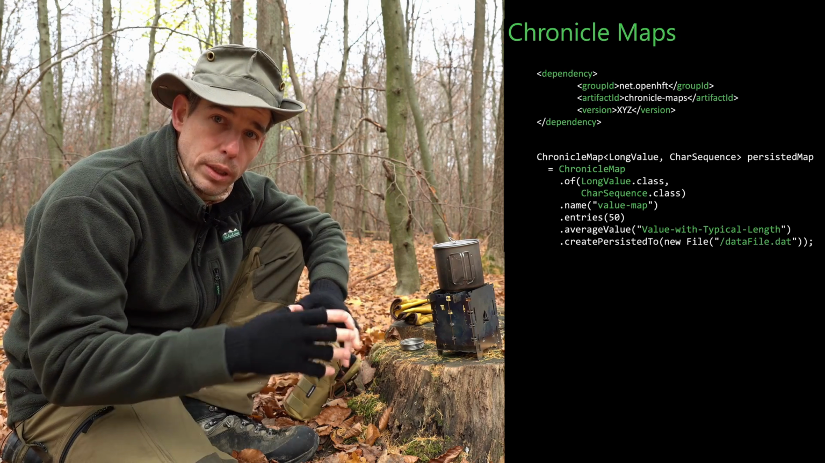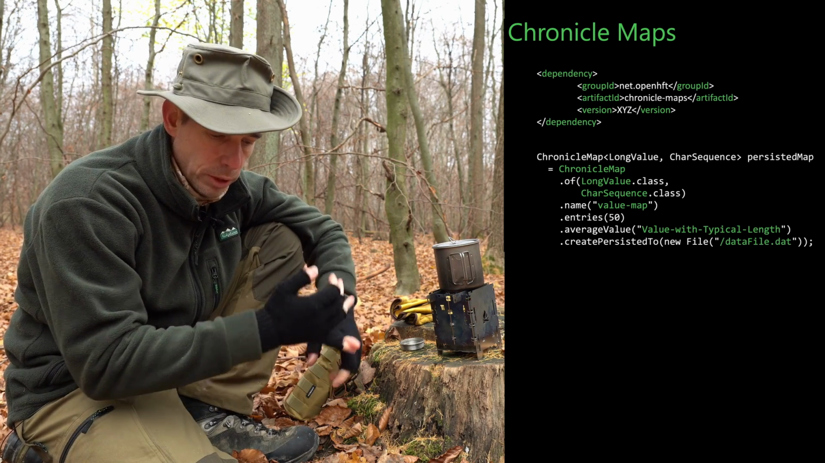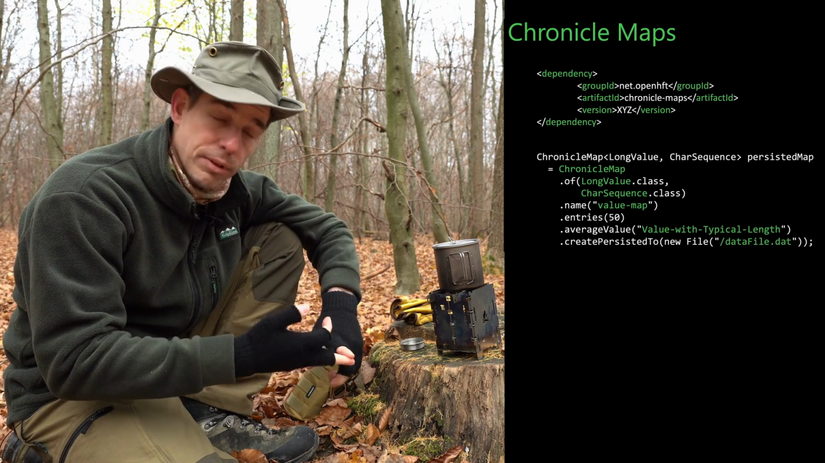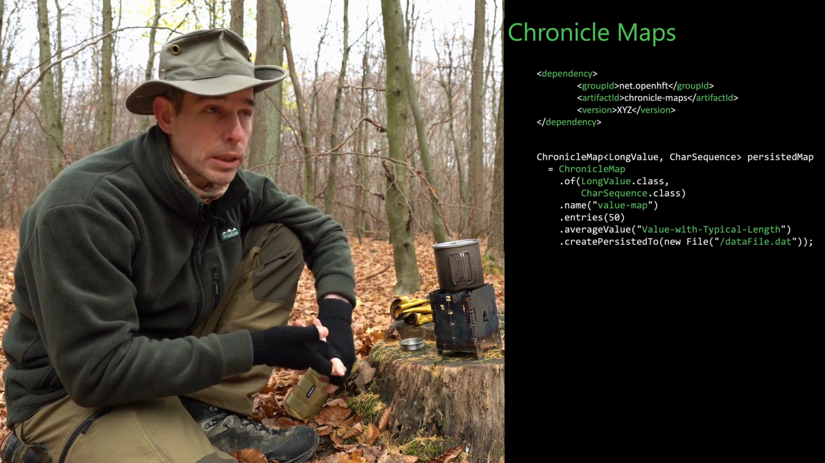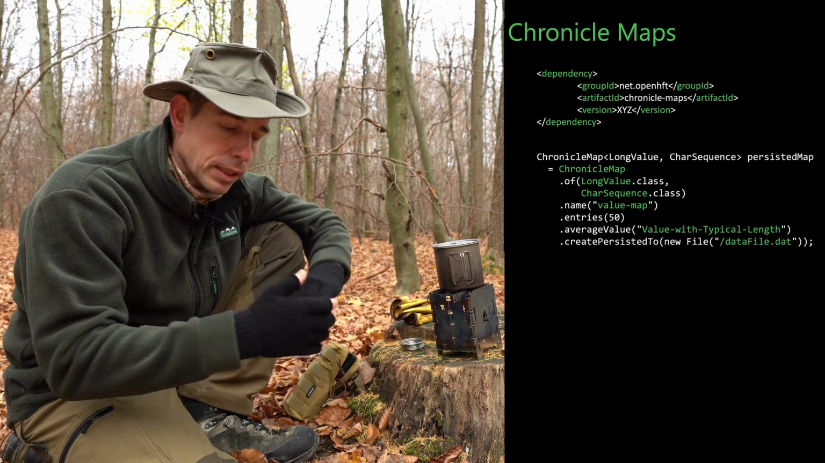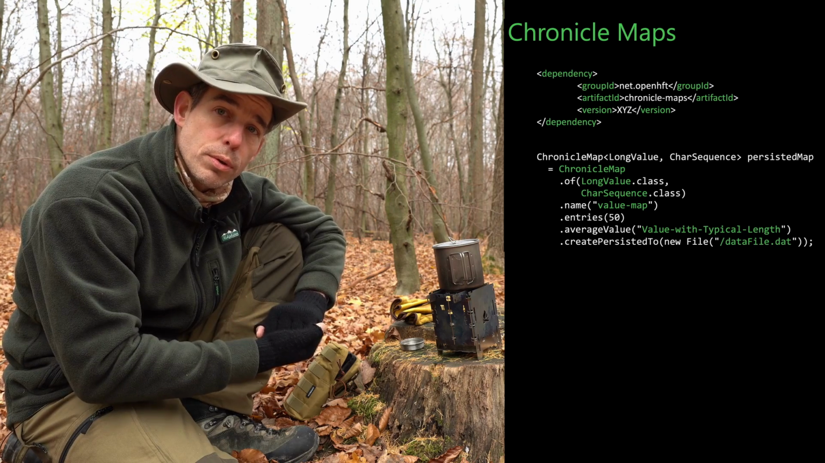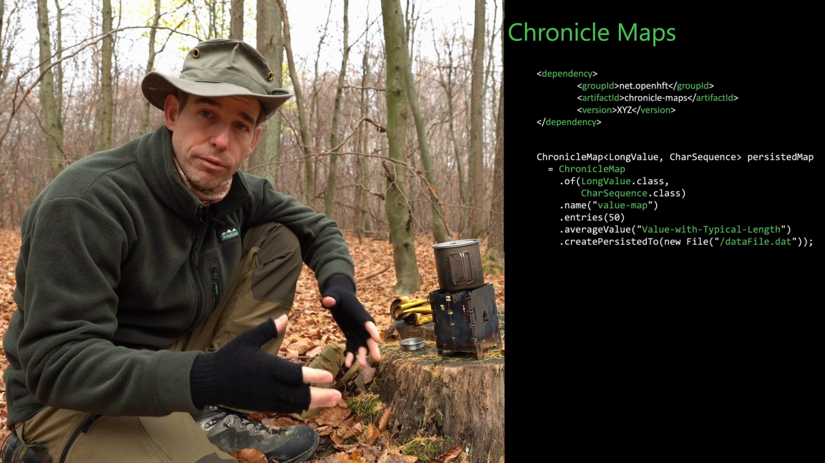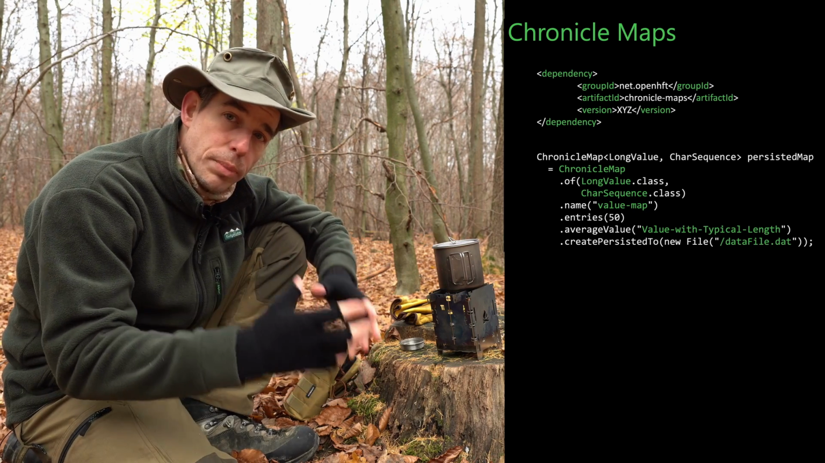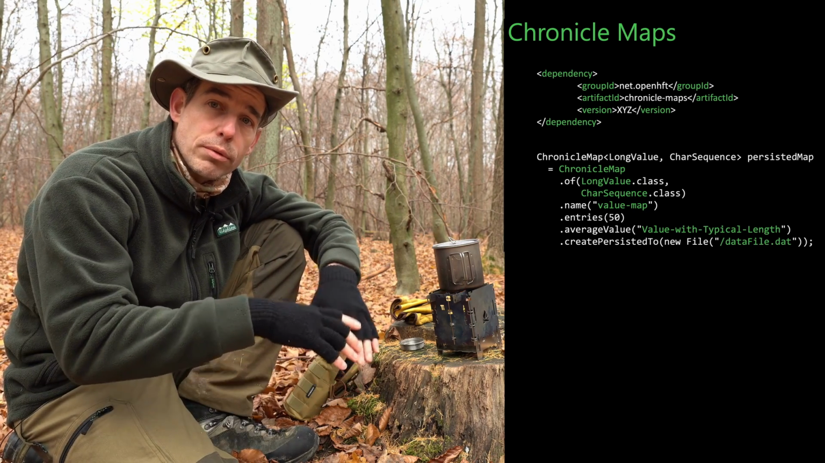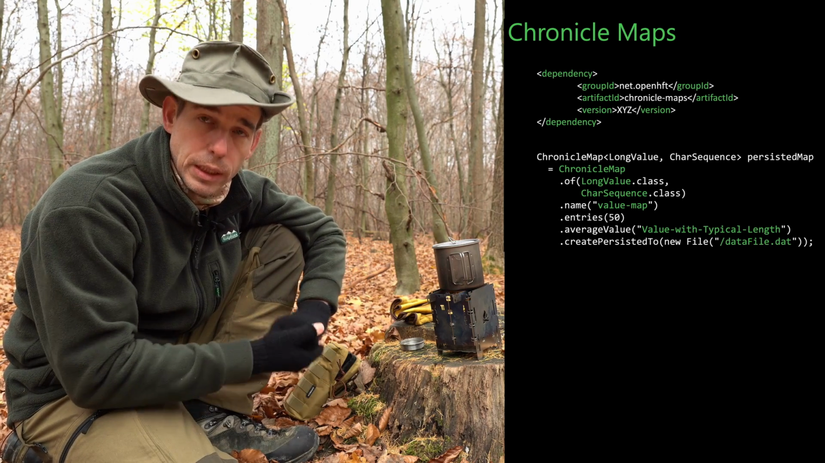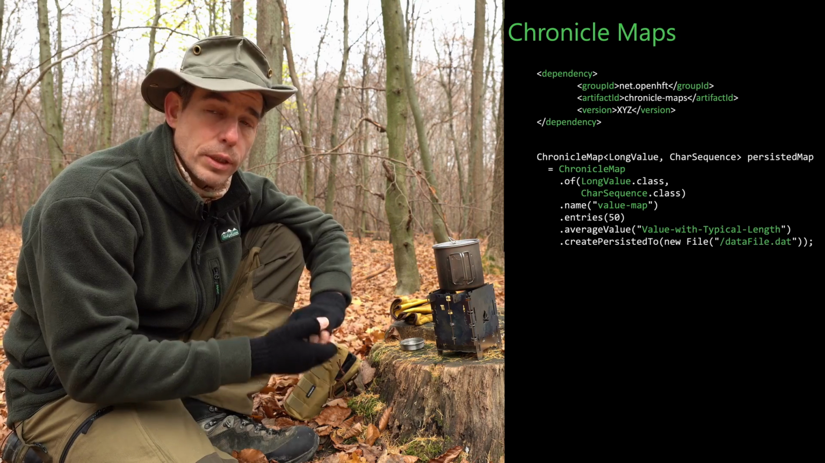If you have this factory method, so you say Chronicle Map of key and value type, you give a name, then you say I am expecting 50 entries and the average value is whatever. The next method is create persisted, and again you're just giving a file name. And the good thing is that if you want to back up and restore this stuff, you just have to make a backup of this folder or this file, and then you are done.